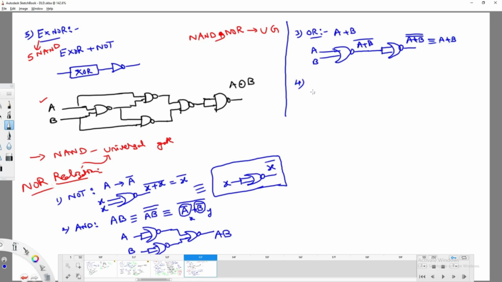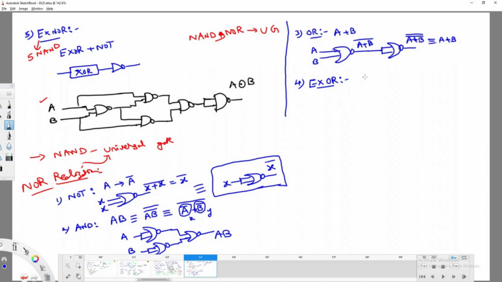Okay. Next, we'll see the XOR gate or XNOR gate, whatever it may be. You can take either. But the thing is, if we are able to do one, you can get the other, right? So I will try to do it with the XOR gate.